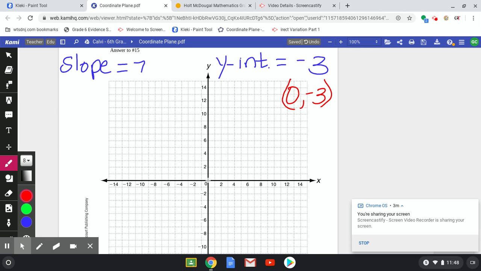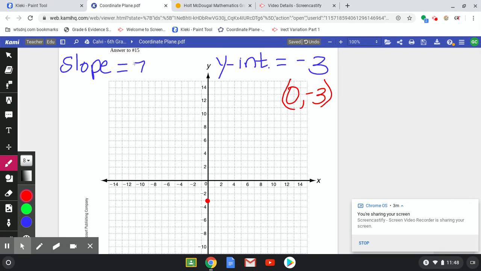So starting at my origin, the first number tells me to go left or right. Well, I'm not going left or right. I'm staying at 0. My second number tells me to go up or down. So -3, I would have to go down to -3, plot a point. So (0, -3) is plotted.